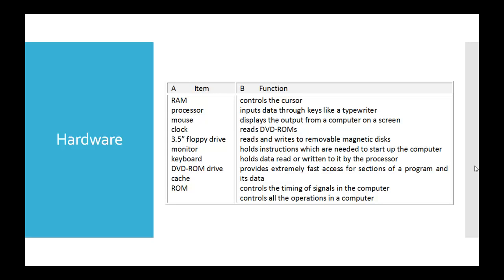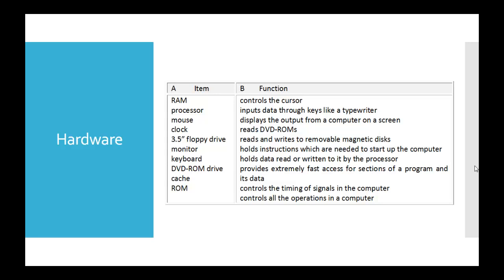Mouse. We would say mouse controls the cursor. We could also say mouse is used to control the cursor, or mouse is used for controlling the cursor. If we want to emphasize the function, we would say the function of mouse is to control the cursor.